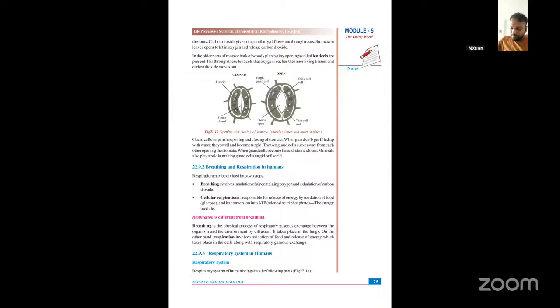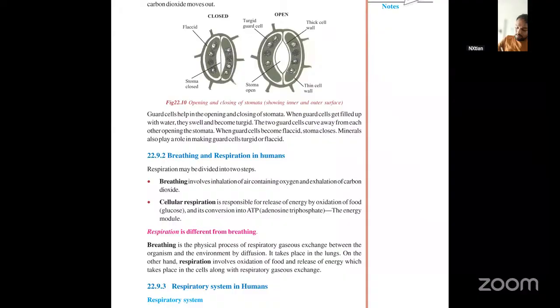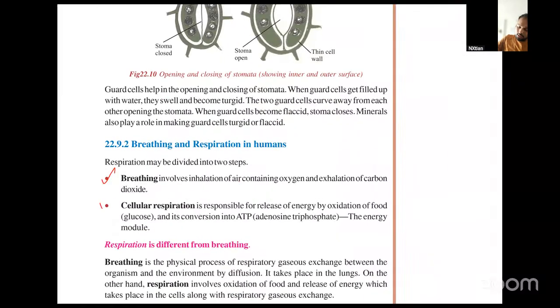Okay. So today we will learn about breathing. I told you there are two types of breathing. First is normal breathing, in which we inhale and exhale. What is inhale and exhale? We inhale oxygen and we exhale carbon dioxide. And the second is called cellular respiration. Cellular respiration is the respiration which occurs in the cell, in the cytoplasm.